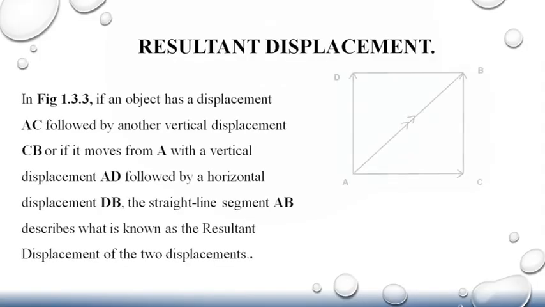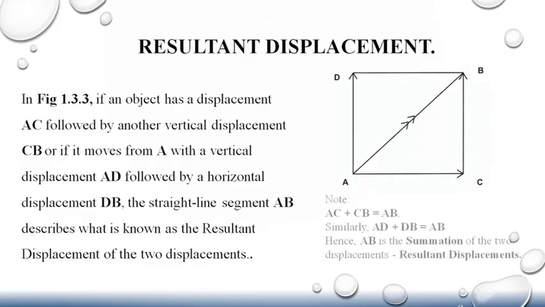Resultant displacement. In figure 133, if an object has a displacement AC followed by another vertical displacement CB, or if it moves from A with the vertical displacement AD followed by a horizontal displacement DB, the straight line segment AB describes what is known as the resultant displacement of the two displacements.